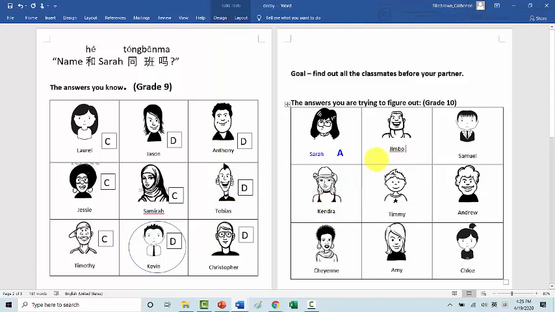Also, if you happen to ask a question, Sarah, 和 Timmy 同班吗? And Timmy turns out to be your partner's bully, they'll tell you, Timmy's the bully, and you lose a turn. But they'll also have to tell you which class Timmy is in, because otherwise the game won't work.